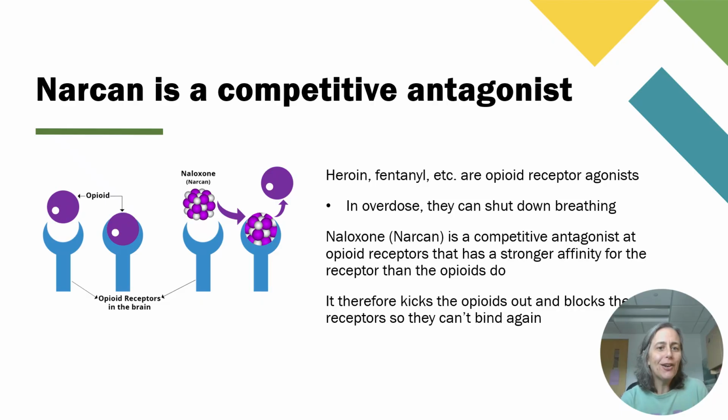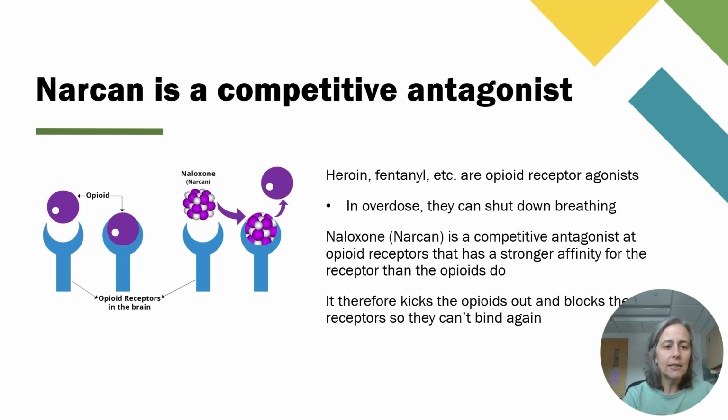So what's cool about this is Narcan is a competitive antagonist. So we're going to back up a little bit. Opioid drugs like heroin or fentanyl or Percocet or whatever it may be are opioid receptor agonists. So they are drugs that bind to the opioid receptor and activate it. That's why it feels really good to take those drugs, so I'm told, right? In an overdose, it just so happens that they can suppress your respiratory center in the medulla and the pons, nice little review there, and shut down your breathing. That's a bad thing, right? So naloxone or Narcan, which we use to reverse an overdose, is a competitive antagonist.